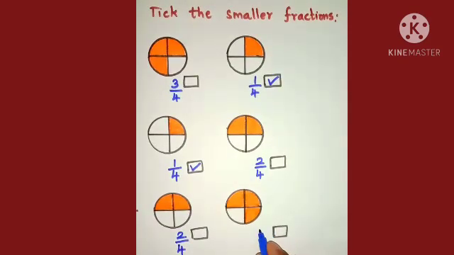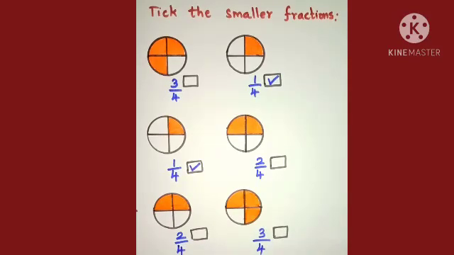And here 3 parts are shaded out of 4 equal parts. The fraction of this shaded portion is 3 by 4. Now these two fractions are like fractions and here they ask us to find out the smaller fraction. For that compare the numerators 2 and 3. Here 2 is less than 3.